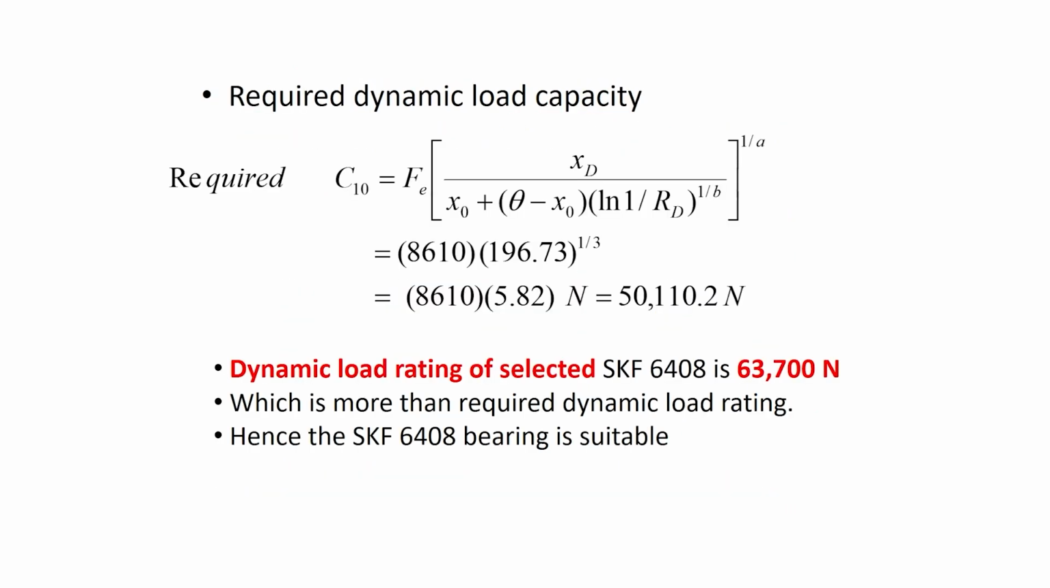8,610. So, the required dynamic load rating after substituting all this is 50,110.2 Newton. The dynamic load rating of the selected SKF 6408 is 63,700. So, the dynamic load rating of the selected bearing is this one, and as per our problem, the required C10 is 50,110.2, and therefore, the selected bearing has more load capacity, and hence the SKF 6408 bearing is suitable.